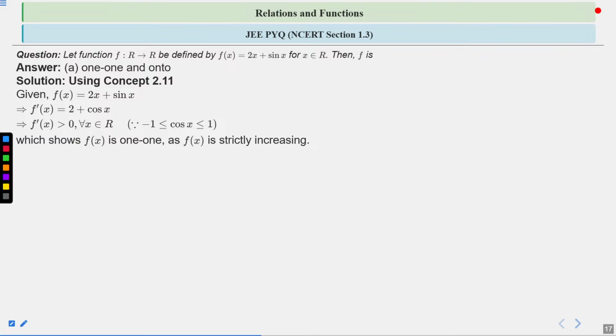Which shows that f(x) is one-one, as f(x) is strictly increasing, because f'(x) is always greater than 0. Clear?